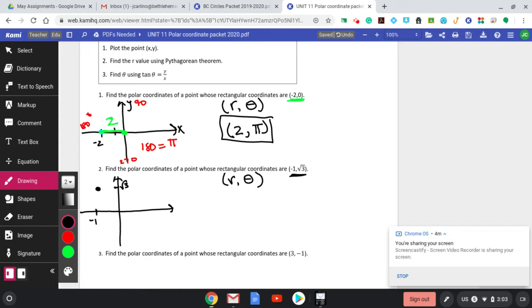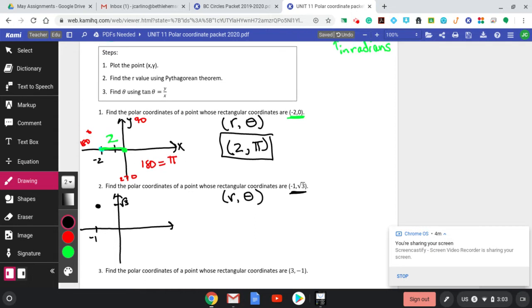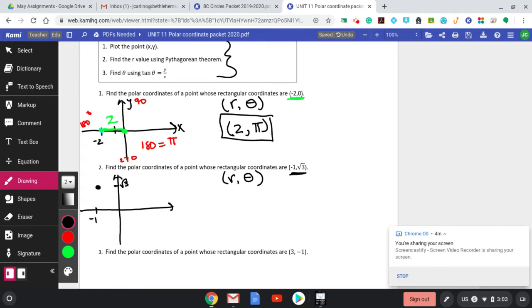It's a little bit more involved than number 1. So if you ever need to reference steps because you forgot them, they're all up here. 3 simple steps. Plot it, which we did. Now remember, when I go to find the r value, that's the distance from the origin to that point right there. That is my r value. I need to find that length.